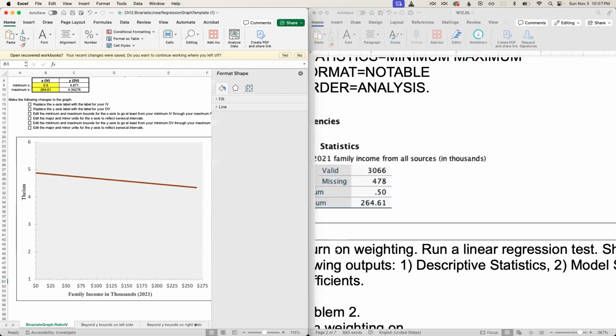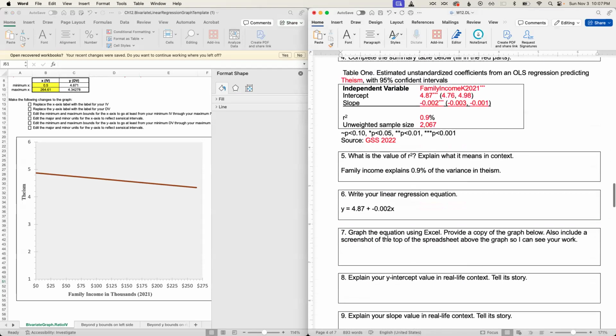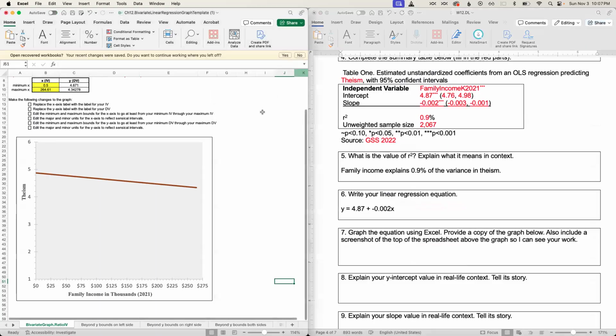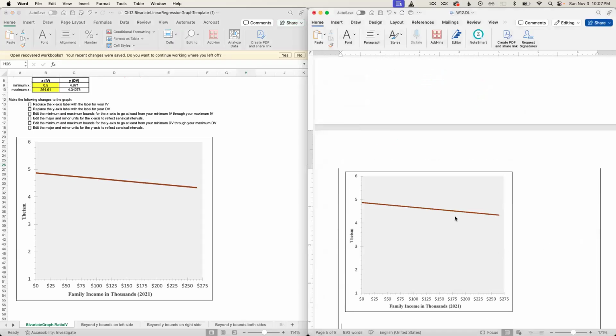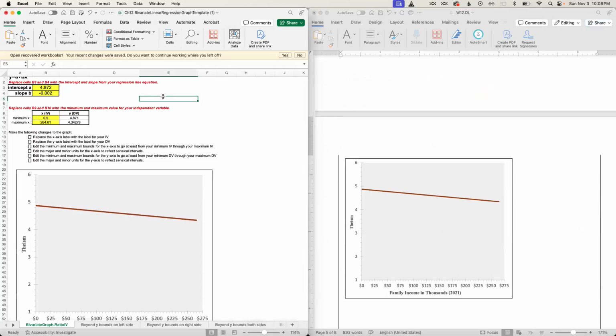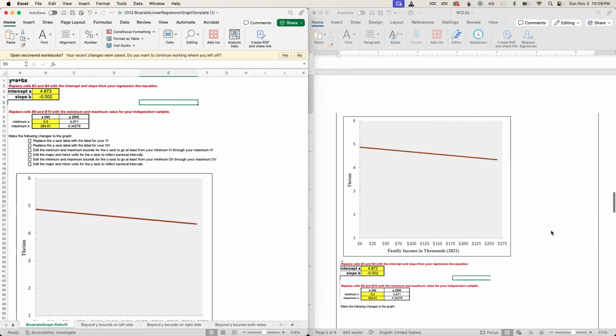So going back to what I need to do now, it says to share the graph. Let me put these a little bit more in the middle. And then I'm also going to share just the top of this, which is kind of like showing my syntax because this is what generated it. So I just want to share what I put in here. Okay.